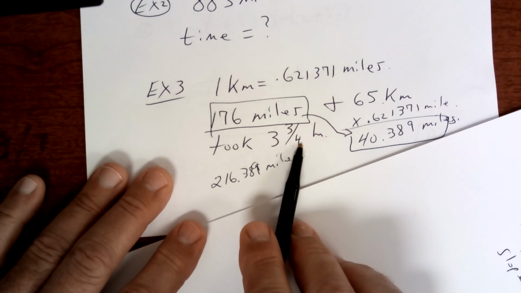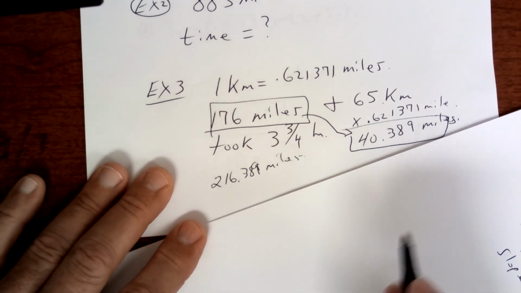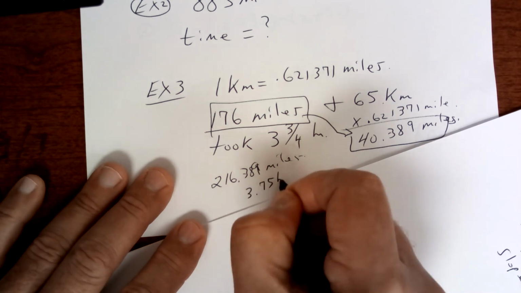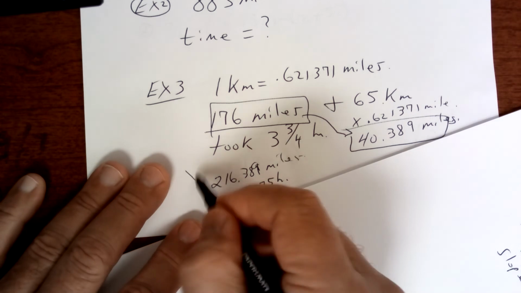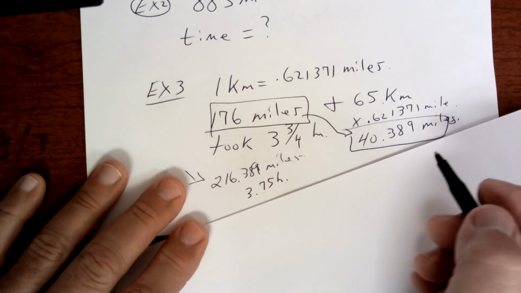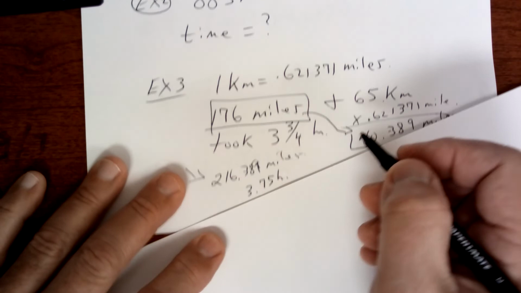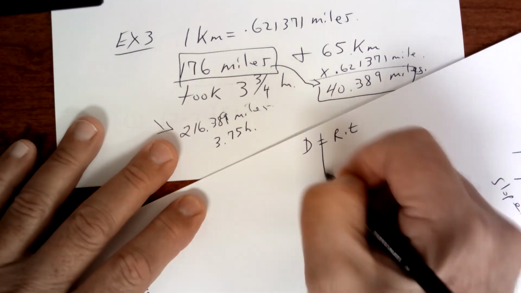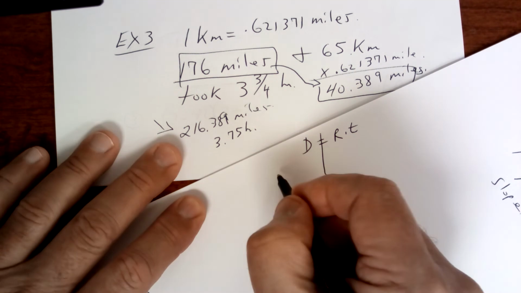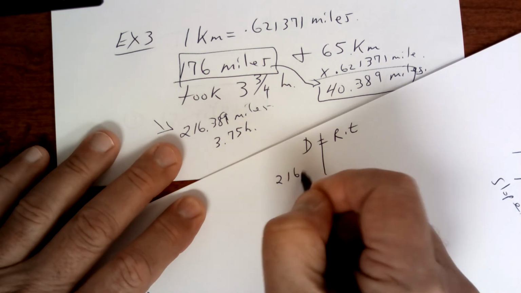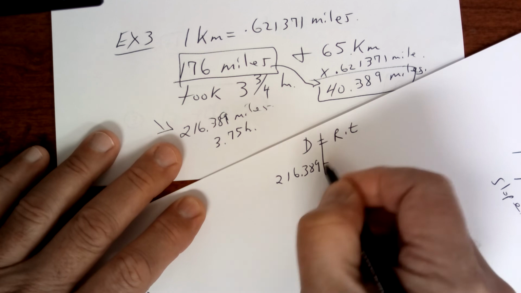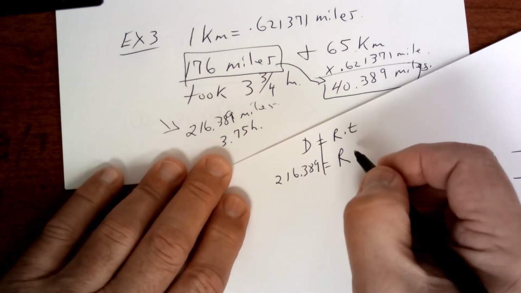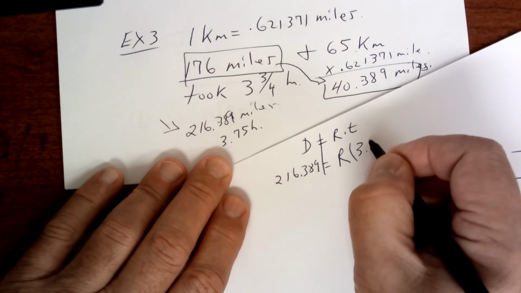Well, 3 divided by 4 is 0.75. So the time is 3.75 of an hour. And you have your distance. And you're looking for the rate. So distance equals rate times time. You have your distance, which is 216.389. You have your rate, which you do not have, but you do have your time, which is 3.75.